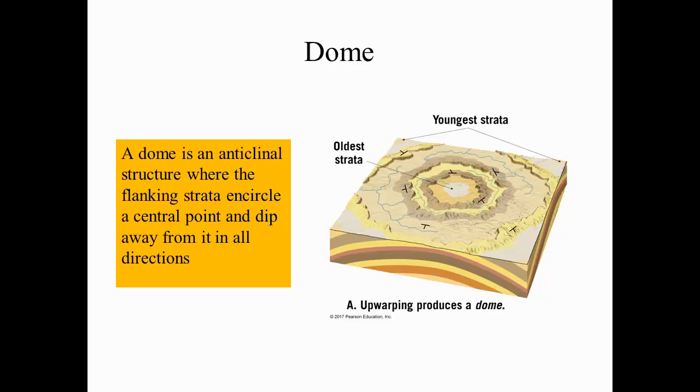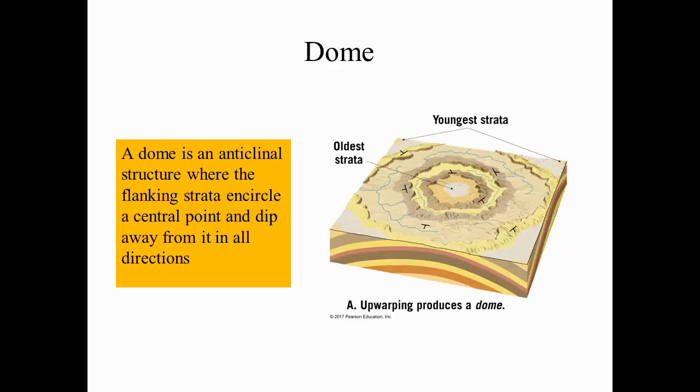Now, because a dome is basically a closed anticline, it should follow the same rules as anticlines in general. For example, recall last time that the oldest strata in anticlines tend to occur along the hinge line. And so too in the case of domes, the oldest strata occur at the central point and become progressively younger moving away from the central point, so that the youngest strata occur right along the margins.